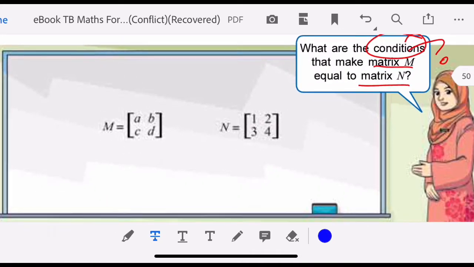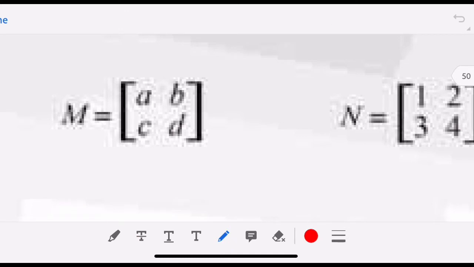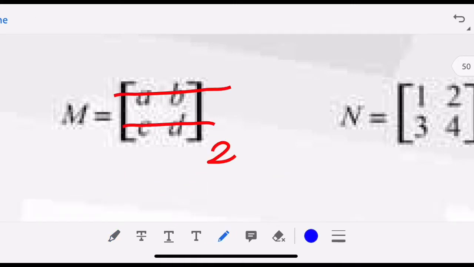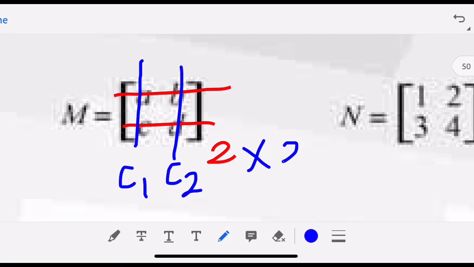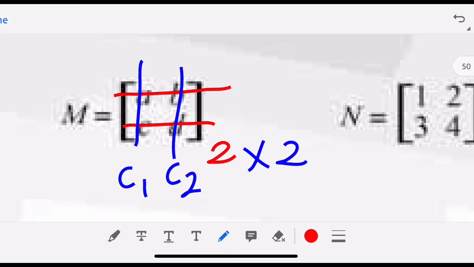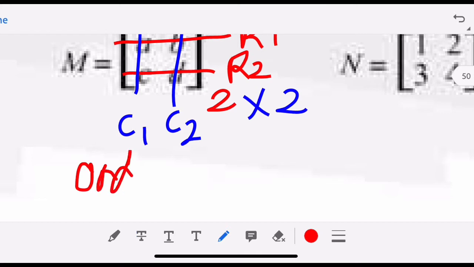If we look at these two matrices, let's see the order of the matrix. We have first row, second row, so we write 2, right? And then how many columns? 1 column, 2 columns. We have 2 columns, so it's 2 by 2. We read it as 2 by 2, not 2 times 2. This is row 1, this is row 2. So for matrix M, the order of the matrix is 2 by 2.